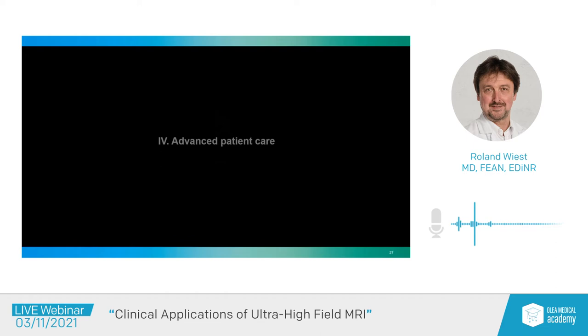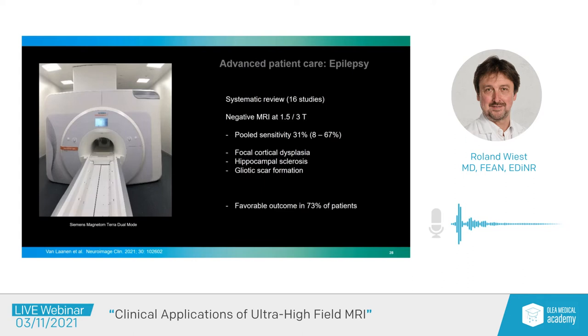Advanced patient care means that we have built the ultra high field MR into the workup of the clinical patient. This is not a primary workup of the patient, so they will have undergone a 3 Tesla MR before, but if there is no solution and no clinical answer or imaging answer to the clinical questions, then these patients will additionally get an imaging workup with the ultra high field unit. And there I would like to start with one of the, I think, most prominent use cases: the detection of previously unseen epileptic structural lesions.